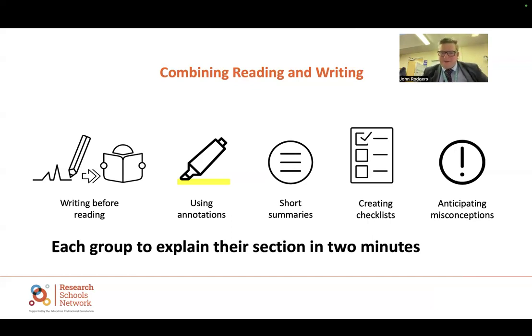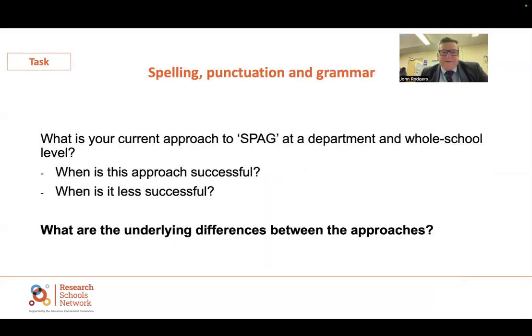And then anticipating misconceptions or errors, highlighting how writers avoid them in your subject. That could be another way. So a bit of SPAG. I'll read you from the guidance report: spelling should be actively taught rather than simply tested.